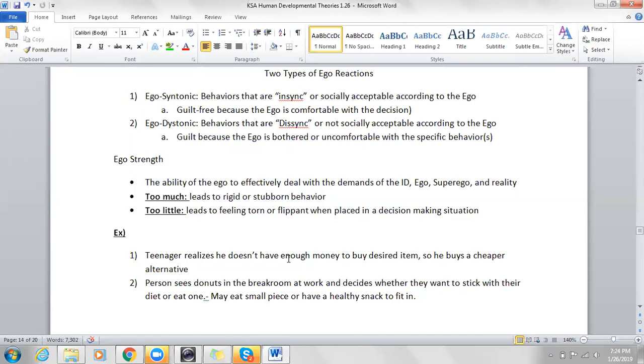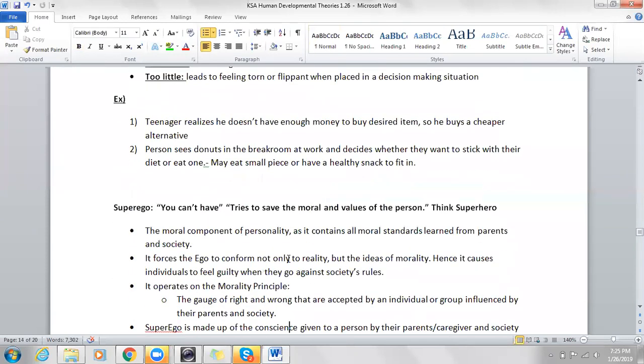A teenager realizes he doesn't have enough money to buy a desired item, so he buys a cheaper alternative. Ego leads him away from theft and leads him to a positive decision. Person two sees a donut in the break room at work and decides whether they want to stick to their diet or eat one. Or they may eat a smaller piece or have a small stack instead. Meaning, they still had a decision and fed the id, but it was a more positive way of doing it.